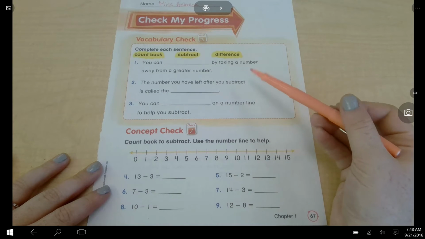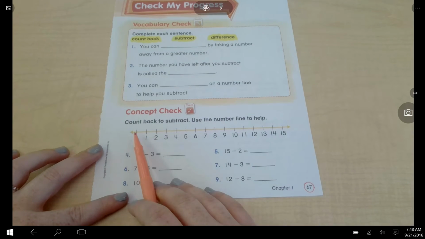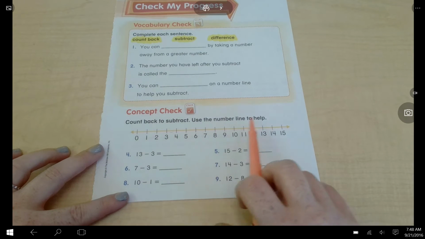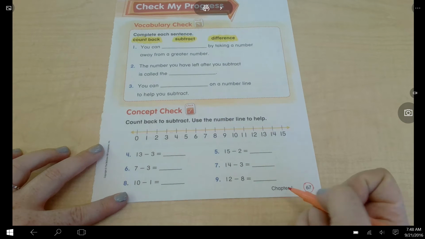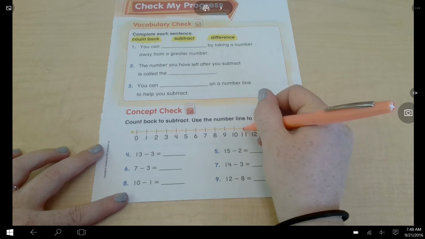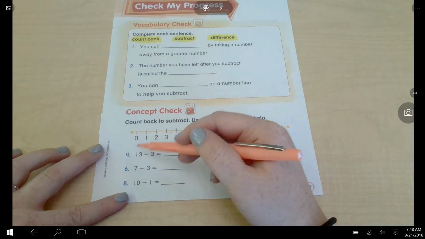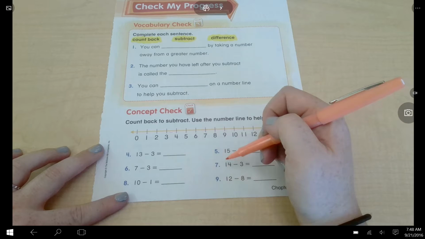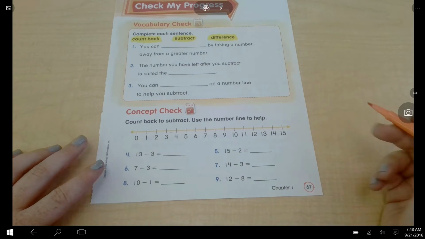You should have your answers filled in for the vocabulary checkbox. Let's look at the next portion. It says count back to subtract. Use the number line to help. So number 4 says 13 minus 3. I can go up to 13 and count back 3. 1, 2, 3. That's my difference. Do 4, 5, 6, 7, 8, 9 on your own. Pause the video to do that now.